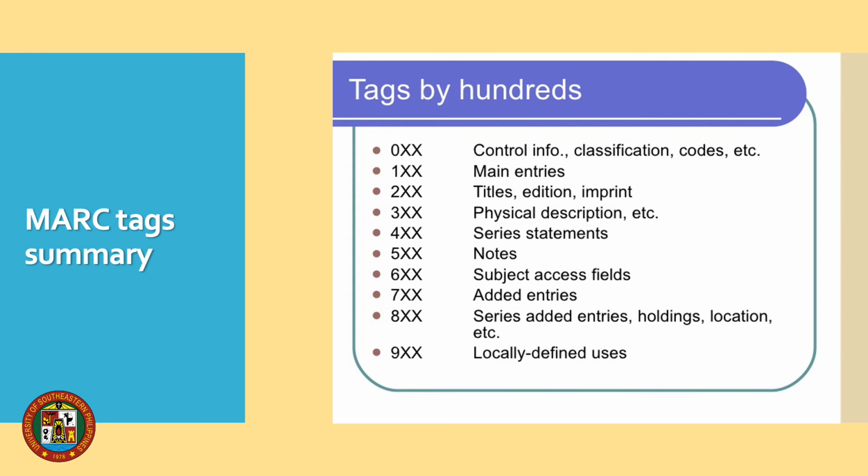MARC tags are tagged by the hundreds. 0XX is for the control info, 1XX for the main entries, 2XX for titles, edition, imprint, 3XX for physical description, 4XX for series statement, 5XX for notes, 6XX for subject access fields, 7XX for added entries, 8XX for series added entries, and 9XX for locally defined uses.